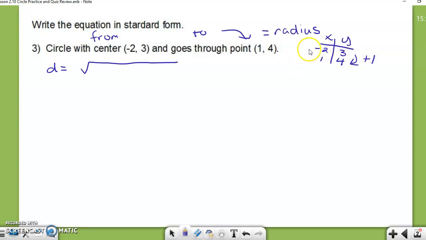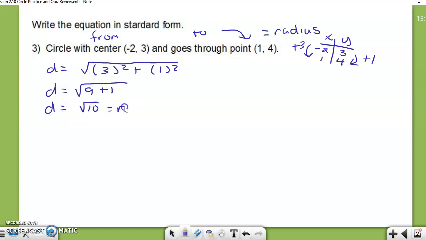So I know that my rise is plus 1. I know my run is plus 3. Distance is equal to the run squared plus the rise squared. Taking the square root of that. So my distance equals the square root of 10, which equals my radius.